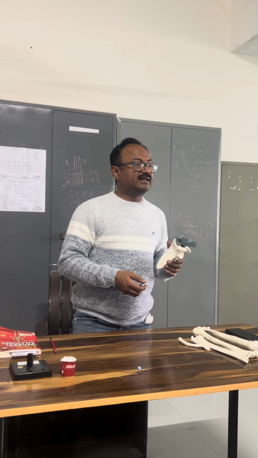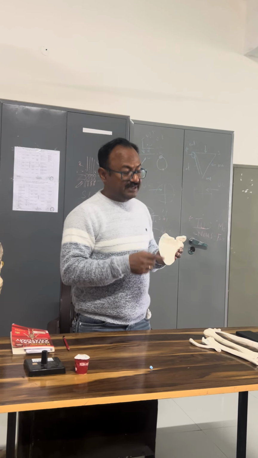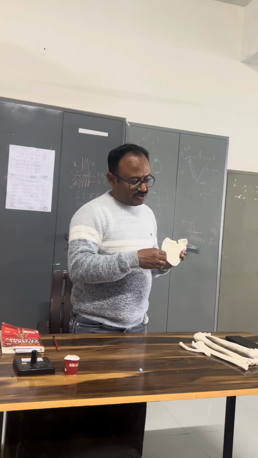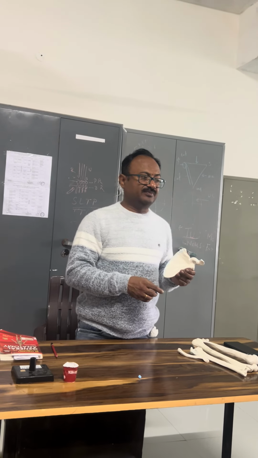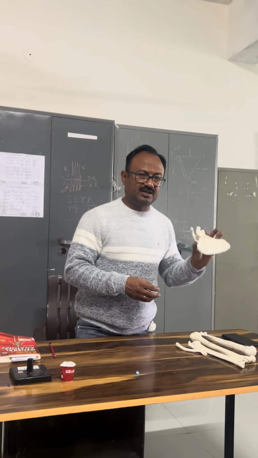When we talk about clinical anatomy, there is paralysis of the serratus anterior muscle. When there is paralysis of the serratus anterior muscle, a clinical condition develops called winging of the scapula. So this was all about the clinical anatomy of the scapula. Done.